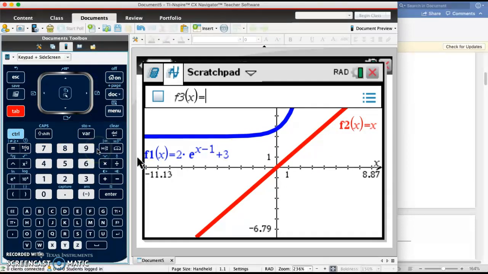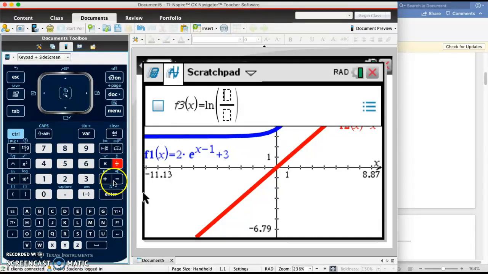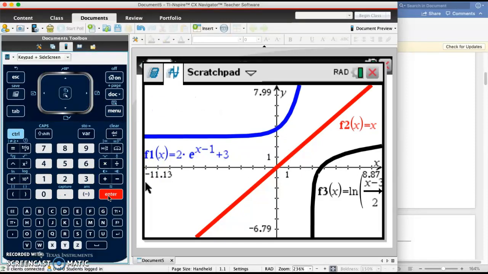All right, so I go control ln of, control x minus 3 over 2, okay, plus 1. And if you do that one, it should be a reflection.